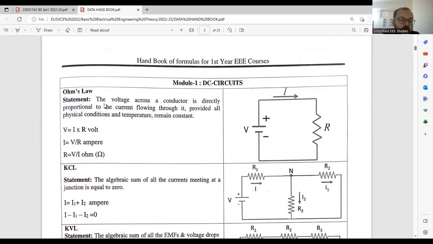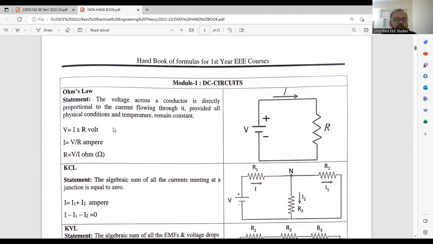And Ohm's law: the voltage across the conductor is directly proportional to the current flowing through it, provided all the physical conditions such as temperature and pressure remain constant. The formula is given. If you want, you can plot the graph. In addition to that, you can plot the graph and you can write the calculation of the slope. Slope is equal to delta V by delta I. So that is nothing but the resistance. Try to elaborate it. Fine.